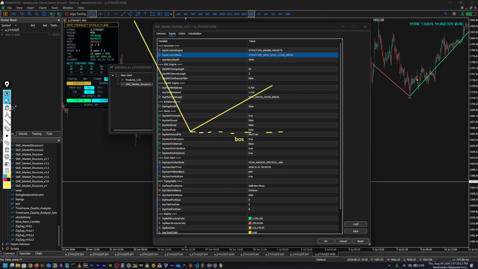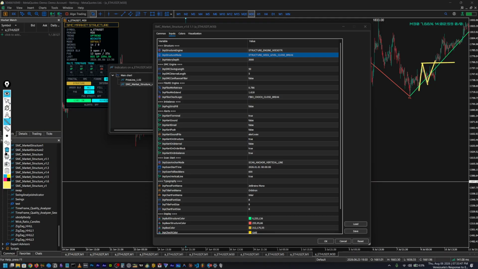For example, in the wick level close break, let's say this is a candle and its high is there. When a body closes above it, then there is going to be a market structure change like this. And in the wick break, a break of structure is when a wick goes above this line, then there is a break of structure.